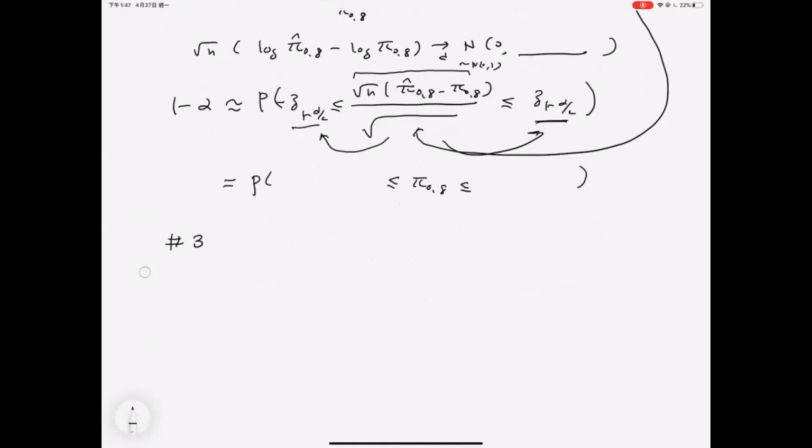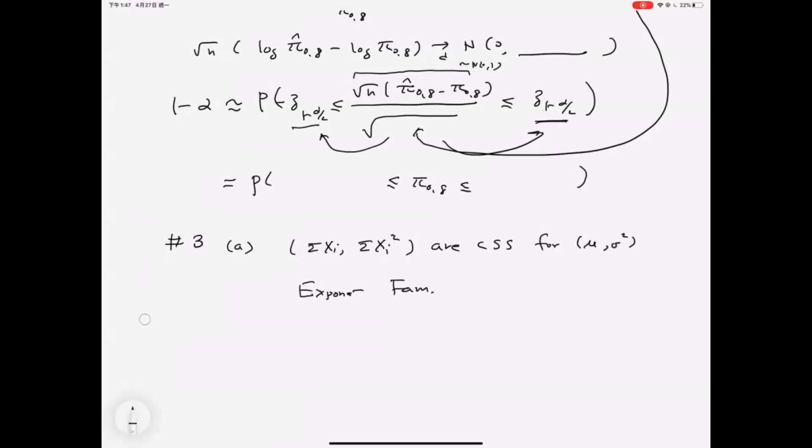For example, in A, try to show that summation xi and summation xi squared are complete sufficient statistics for mu and sigma squared. How to show that? Easy, right? Just using the exponential family.